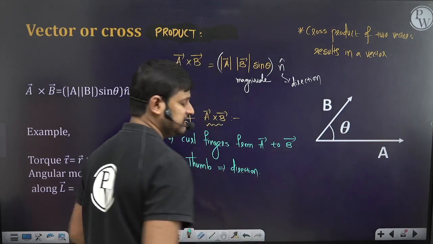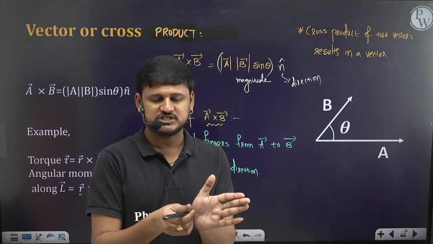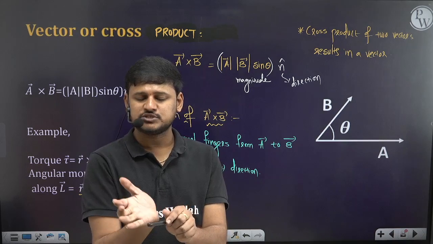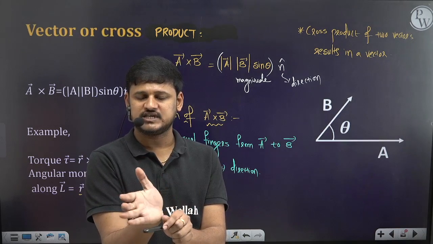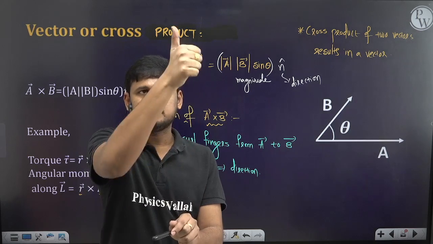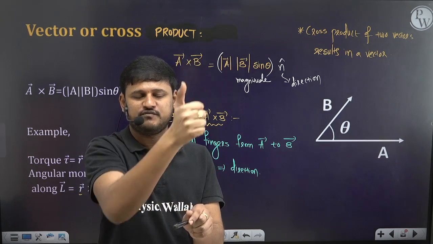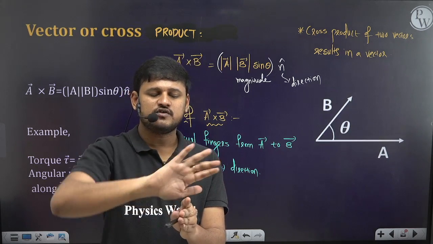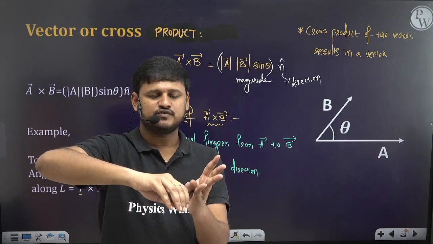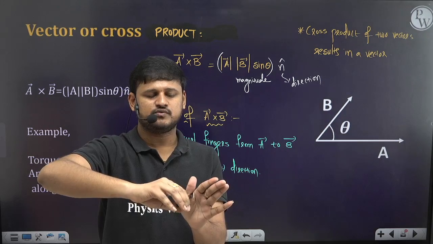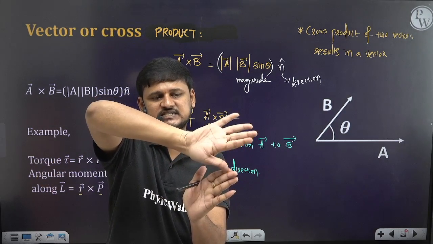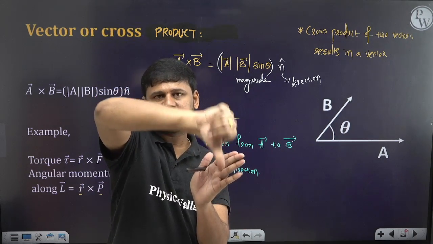So simply, these are the two vectors. Let's suppose this is the A vector, this is the B vector. If you are doing A cross B, curl your fingers from A to B, then the thumb gives the resultant. The thumb is this one. If you are doing B cross A, curl your fingers from B to A. See here, B is this side, A is this side, so the thumb gives this side.